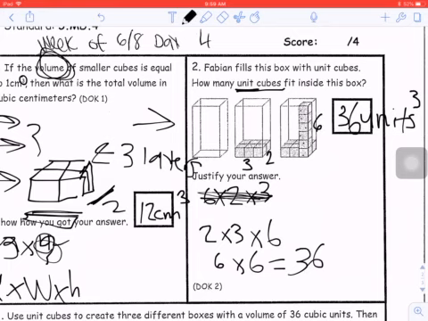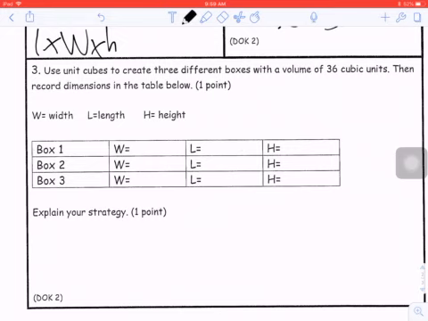Use unit cubes to create 3 different boxes with a volume of 36 cubic units. Then record the dimensions in the table below. Width, length, height. Okay, so it shows you what each of those represent. Explain your strategy. So this would be another good instance if you have a ton of dice or anything like that at home. That might be something that's helpful in thinking about that.